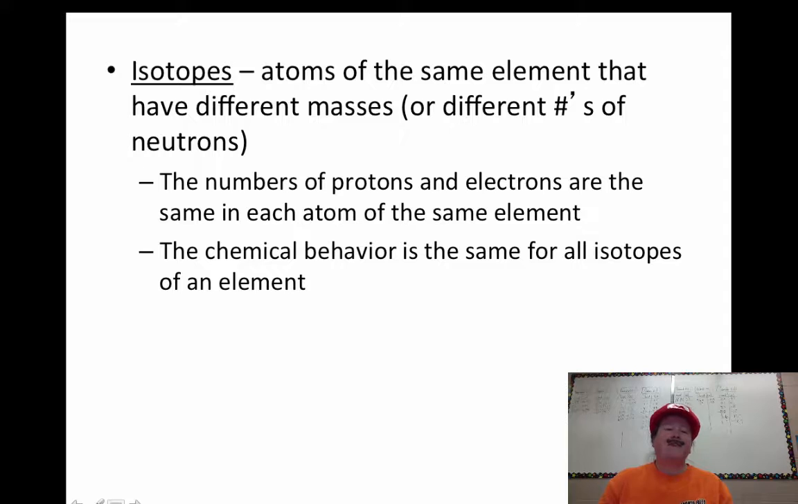By definition, isotopes are atoms of the same element that have different masses, or different numbers of neutrons. Since it is the protons and neutrons in an atom that contribute to the mass, it is really the nucleus that determines the mass of an atom.